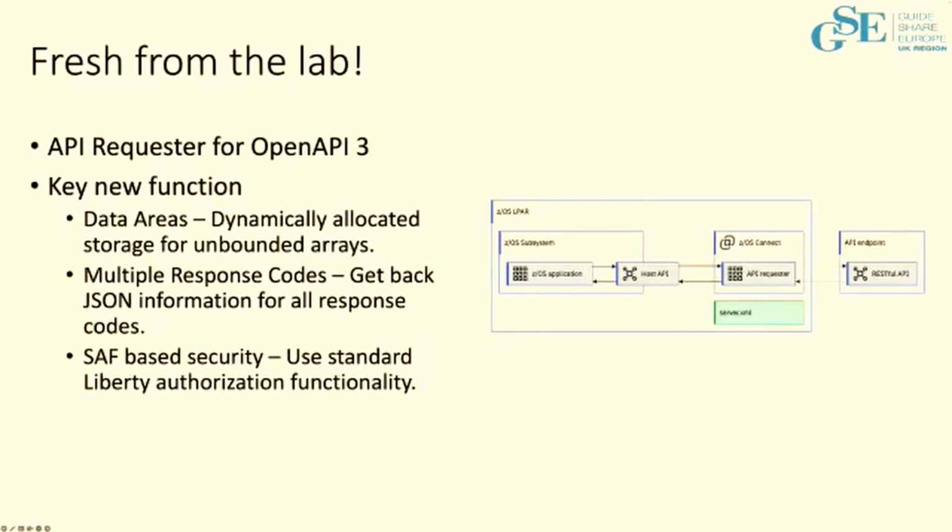So the first is data areas. So JSON is great because it's unbounded. You can have arrays of unlimited length, and you don't have to specify how big they can be, just that there is an array. And that's great until you get into COBOL, which needs a really big data structure for potentially one element. And we had to, with the OpenAPI 2 Swagger-based stuff, you had to define a maximum size that that array could be.